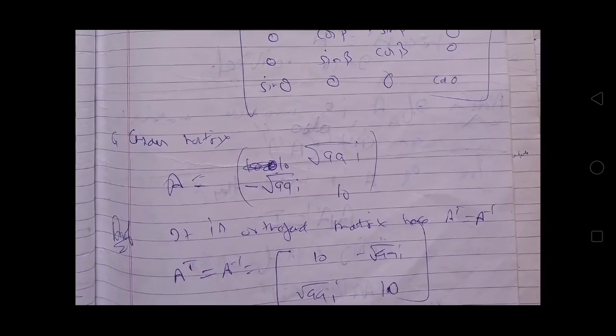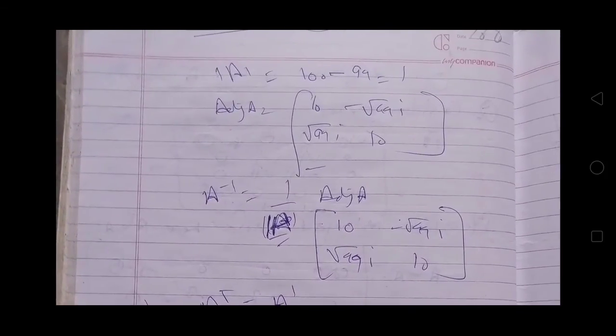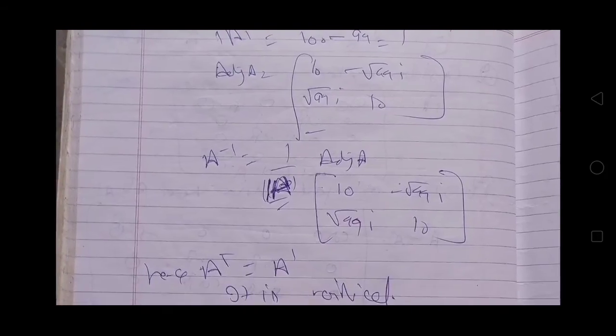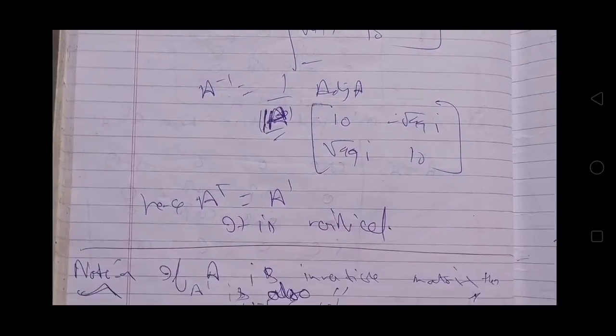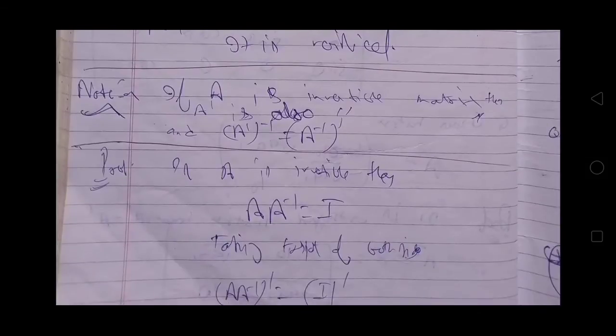Consider matrix A. It is orthogonal, hence A dash is equal to A inverse. So inverse of this matrix will be equal to this matrix. Now I am going to check whether this is true or not. So determinant of this matrix will be equal to 1 and adjoint of the matrix will be equal to this matrix and A inverse will be equal to this matrix. Hence A transpose is equal to A inverse. So it is verified.